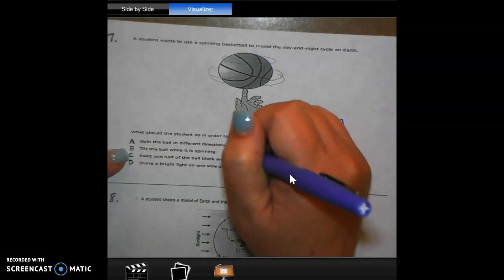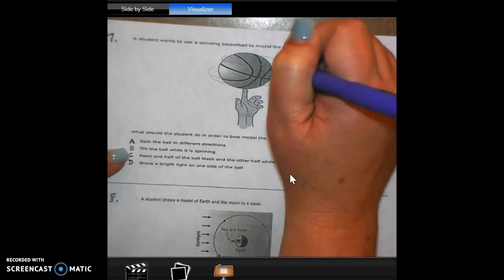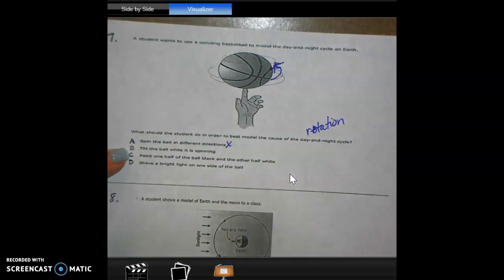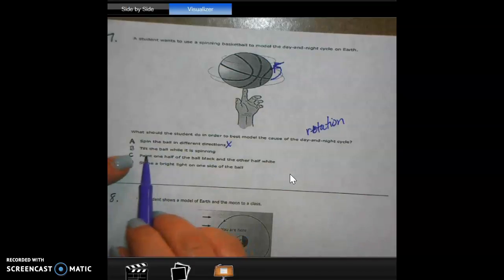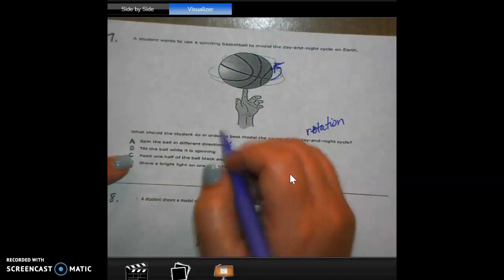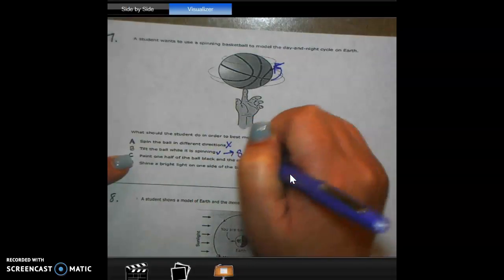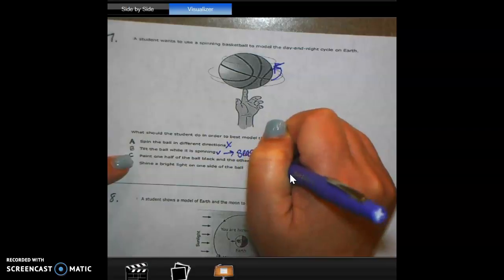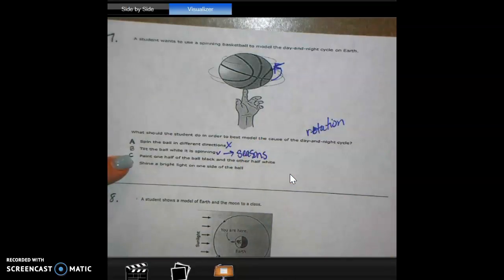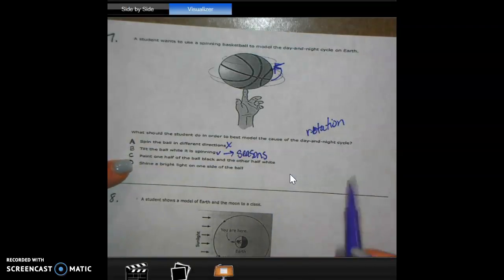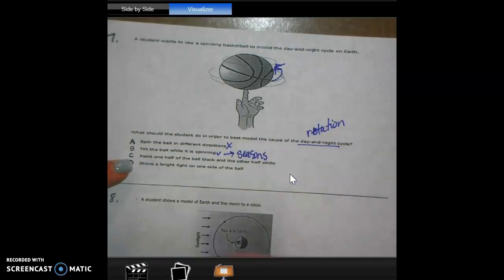It's already spinning, so the fact that it's already rotating, it's already showing that, so just changing the directions isn't going to improve this model at all. We're trying to improve it. The ball, tilt the ball while spinning. Okay, well, tilting would make it more accurate, but what does the tilt do? The tilt affects our seasons, not day and night necessarily, other than just the lengths of days and night, but that's not going to make this accurate model more accurate because it's about day and night, not about seasons.